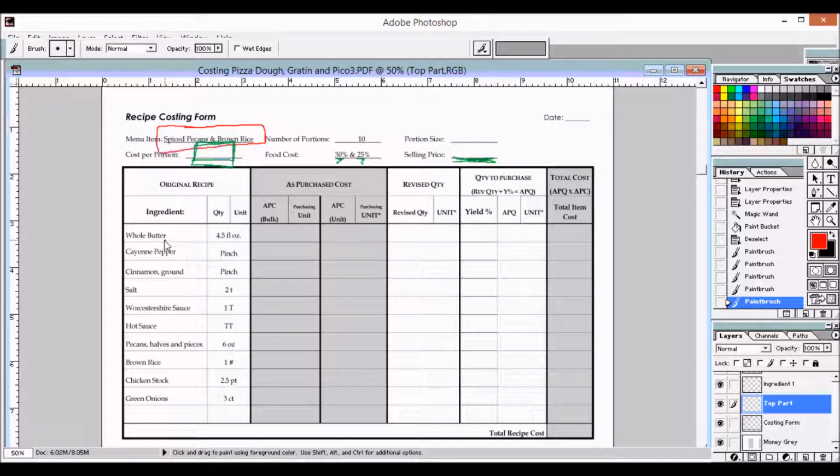So let's start with something real straightforward, whole butter. This recipe calls for 4.5 fluid ounces of whole butter. So what we need to do is first find out how much whole butter costs us. This is something you would get whether you're going to a grocery store or getting it from a distributor like Sysco or PFG or Cavalier Foods. So you'd have to look this one up.